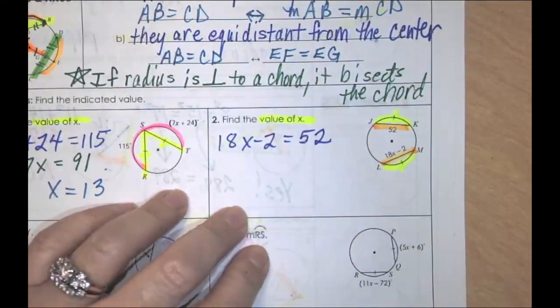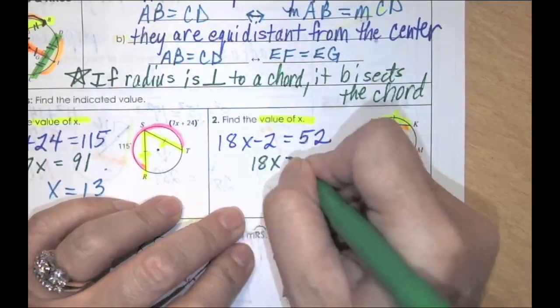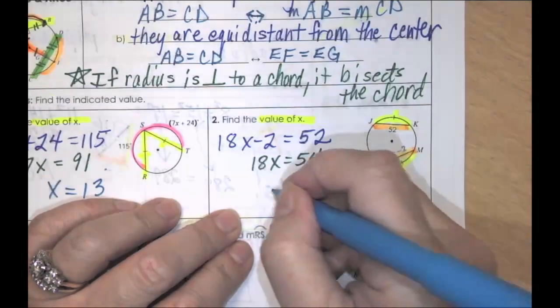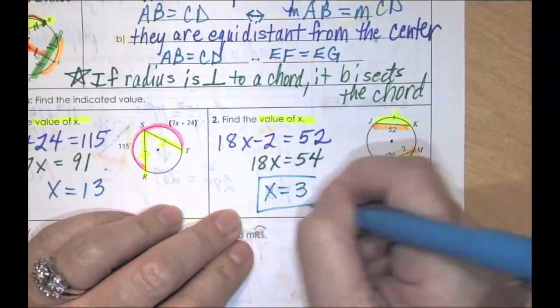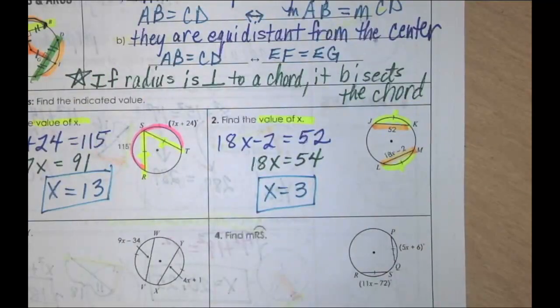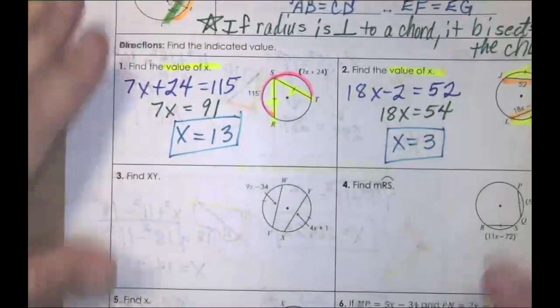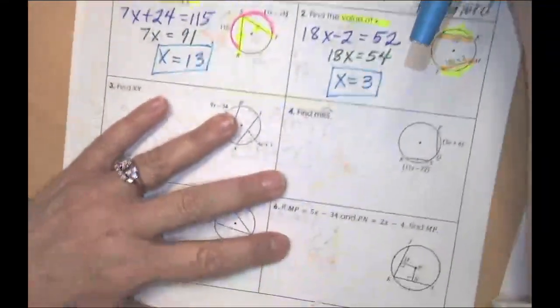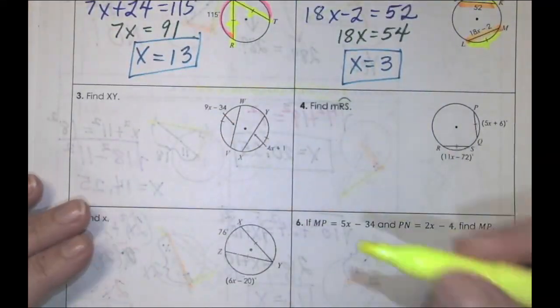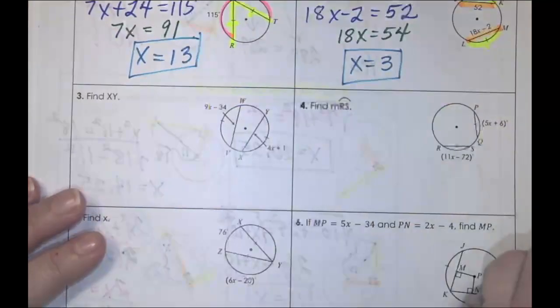And we're going to add the 2 and then divide by the 18, and we find out that x is 3. All right, this time we are asked to find the measure of XY, and we cannot find the measure of XY until we find this x right here. So let's see what we know.